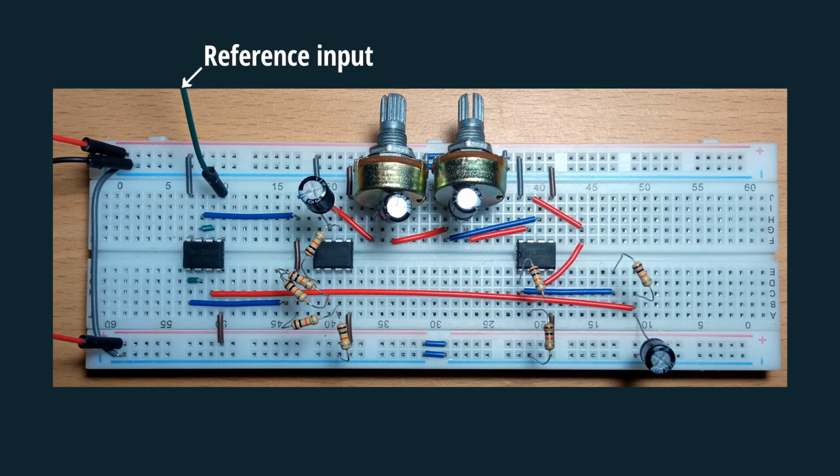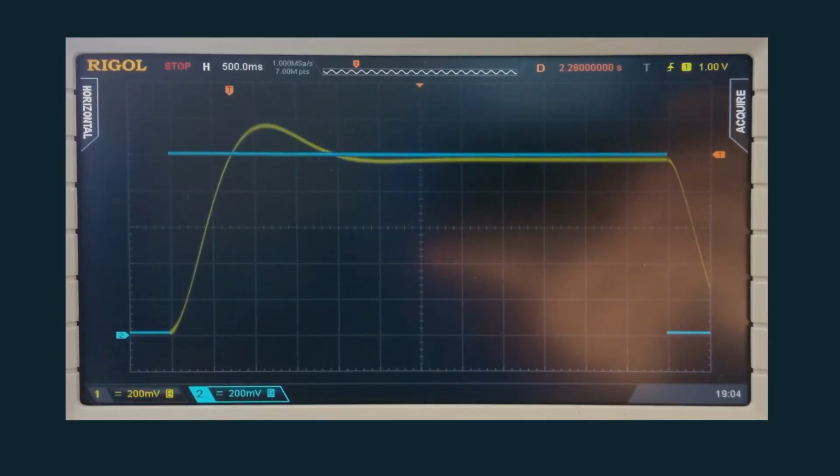After applying a 1 volt step input, we can see on the oscilloscope that the output of the closed-loop system reaches the desired set point in 2 seconds and does not overshoot more than 20%. Therefore, the set specifications are fully met.